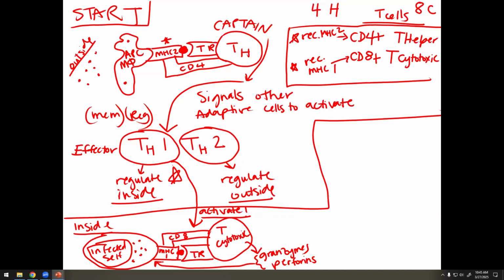And this can go awry. If your antigen that you see is something that isn't actually harmful, but your body has been trained to see it as harmful, this is where we get allergies and things like that.